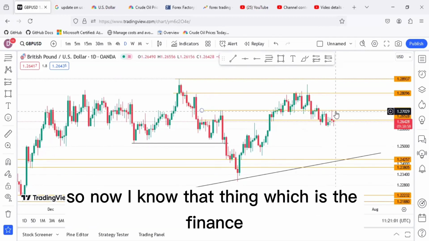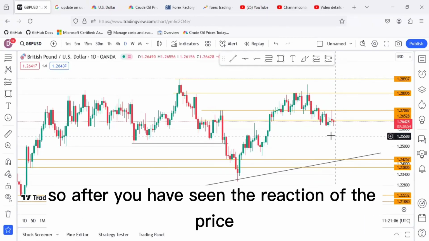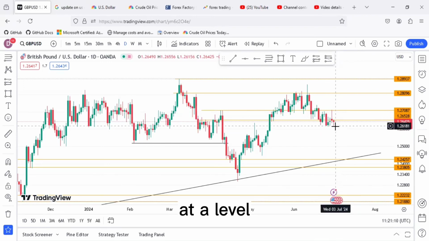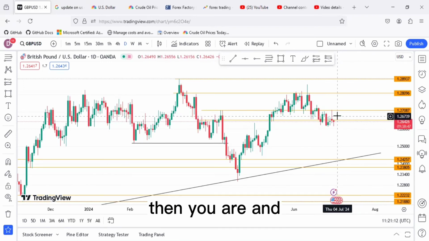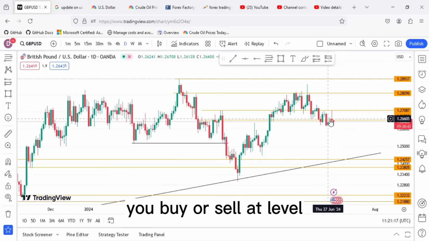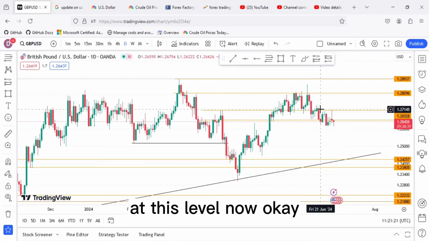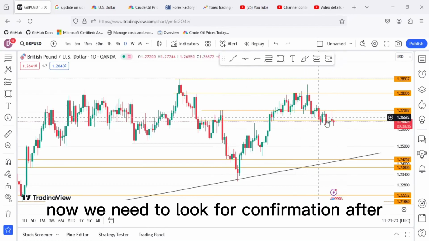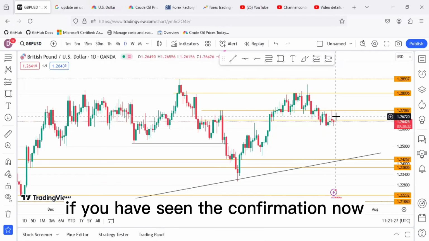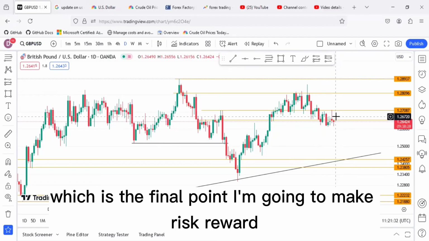So now, another thing, which is the final thing that I'm going to talk about, is risk reward. After you have seen the reaction of the price at a level, and you've also seen the confirmation that the price will buy or sell at a level, since you are looking for a sell opportunity at this level, we need to look for confirmation. Now, if you have seen the confirmation, then another thing we need to look at is risk reward, which is the final point I'm going to make.